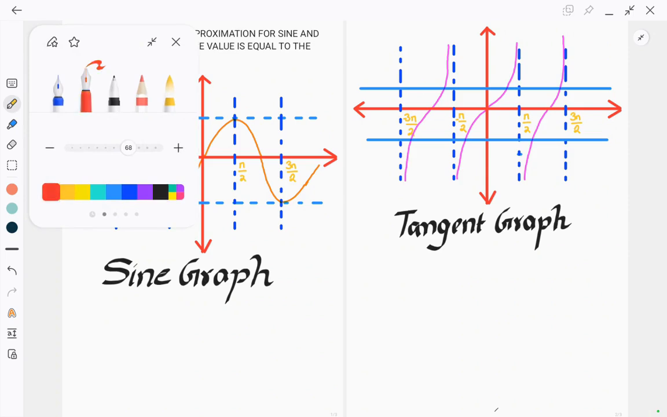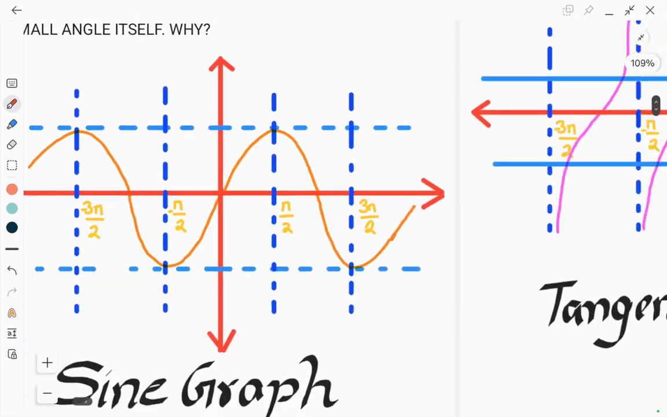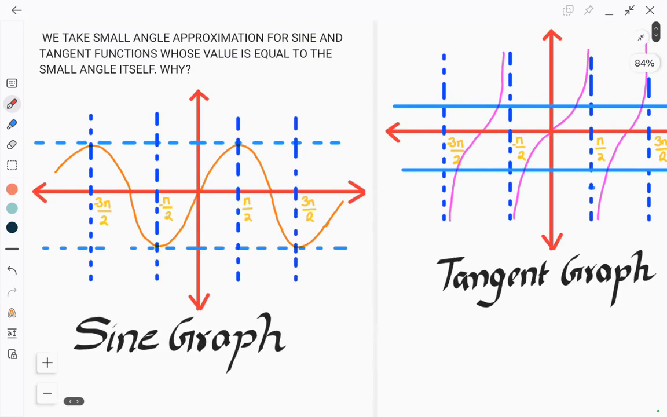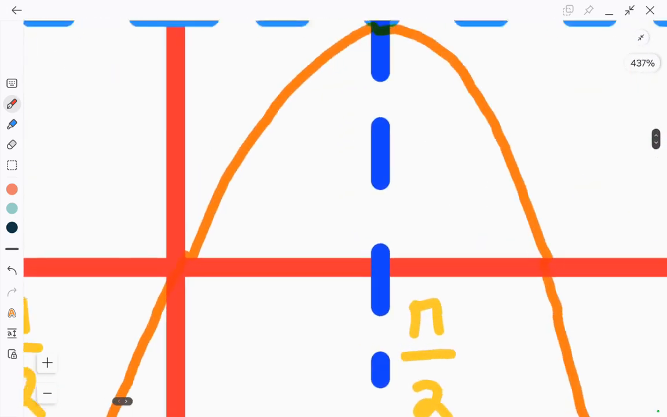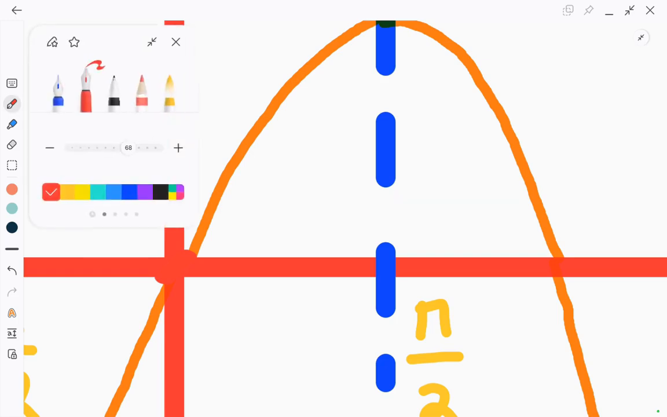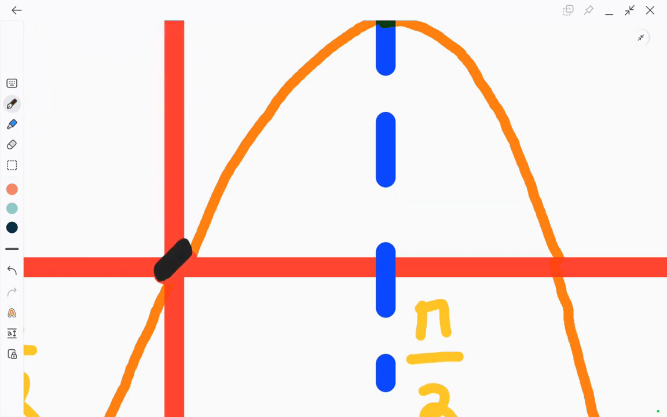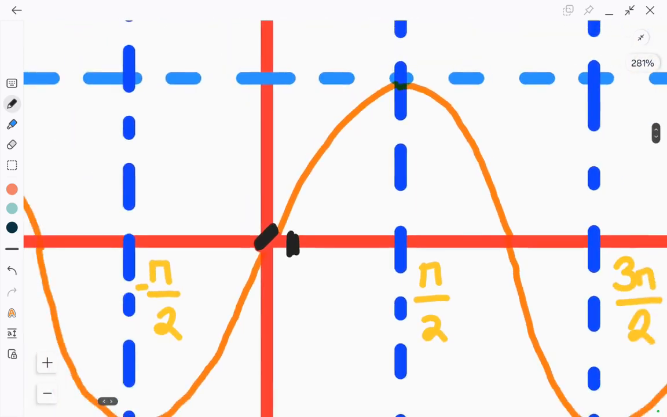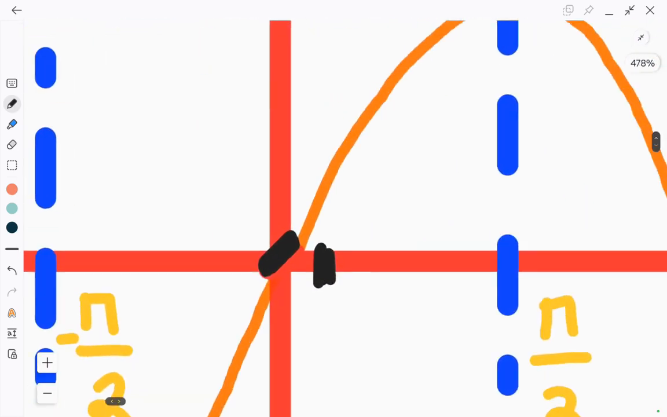So if we closely observe the sine graph, what is a small angle? This is 0, this is 0. So we can approximately take a very small angle, that is this one or this one, very small, or this one.